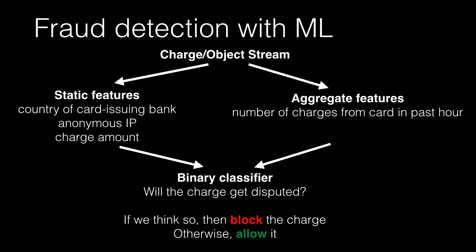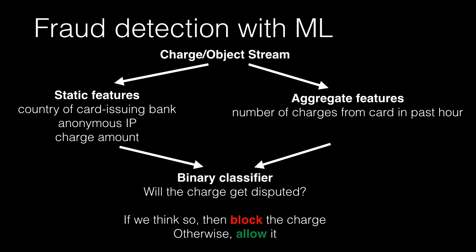So how do we detect fraud with machine learning? You can imagine that every time a charge is made at Stripe, we have a number of objects that enter a charge stream, or a stream of objects. And the things of interest here fall into 2 categories. There are what you might call static features. So these are things you can read directly off the charge: the amount in US dollars, the country in which the card was issued, the IP address, whether the IP was an anonymous IP or a hosting provider, and so forth.